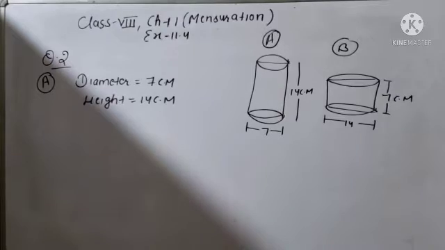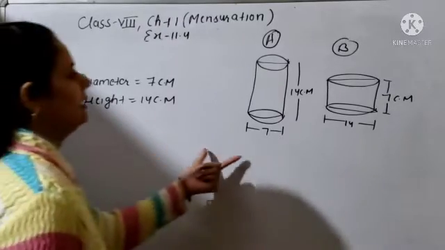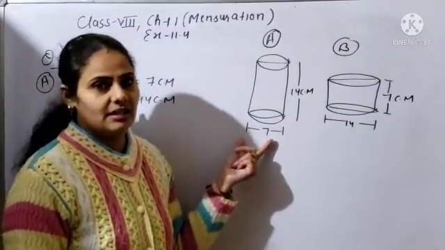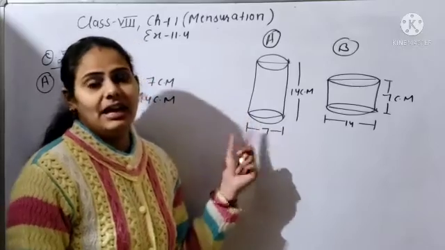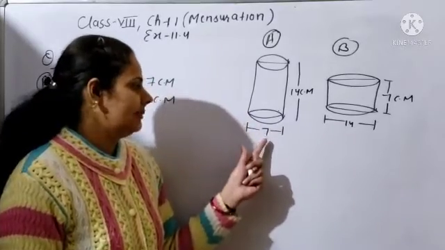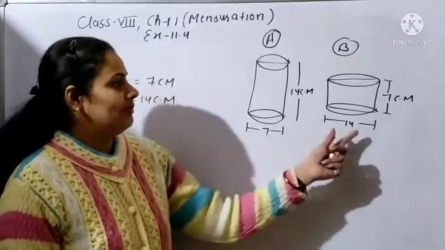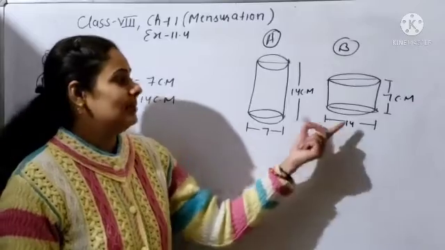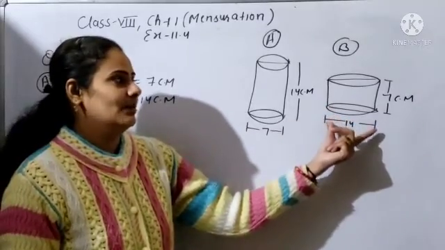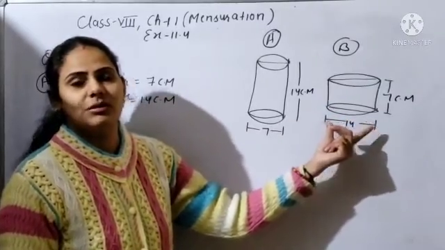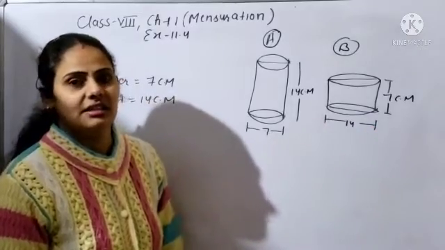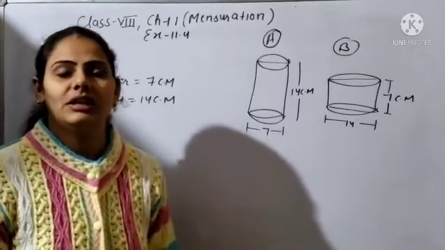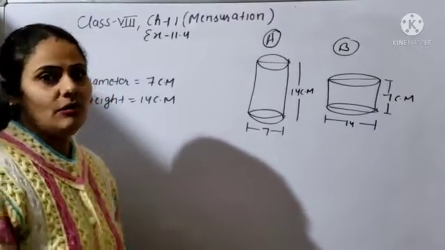Here first of all two cylindrical tanks are given. This one is cylinder A and this one is cylinder B. If you talk about the radius of cylinder A, this is the diameter, and the radius will be half of the diameter. So it will be 7 by 2. And the radius of cylinder B will be 14 by 2, so it will be 7. It means the radius of cylinder B is greater, so the volume of cylinder B will be greater than cylinder A. But this is without calculating, okay. Now you will calculate the volume and surface area of both cylinders.